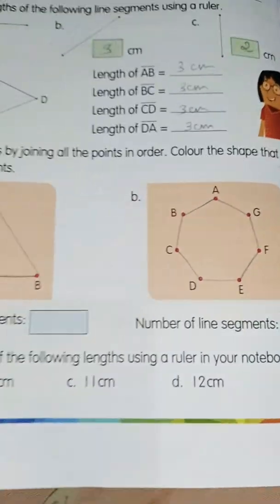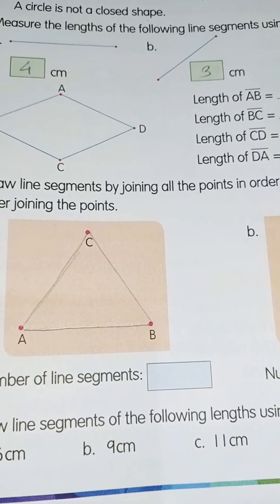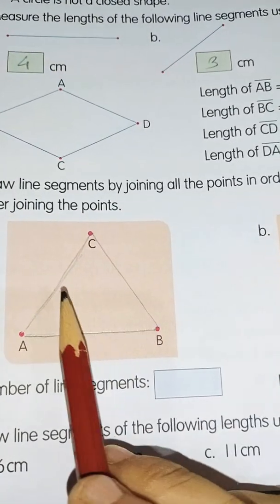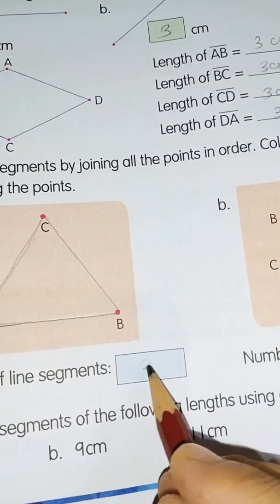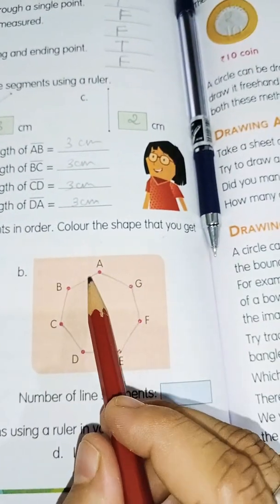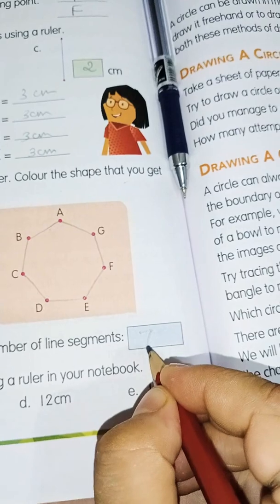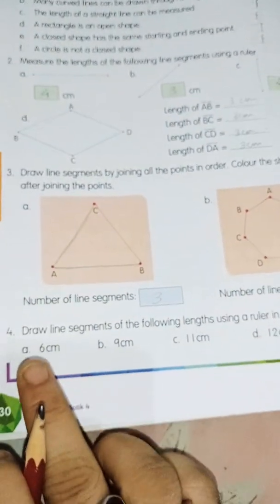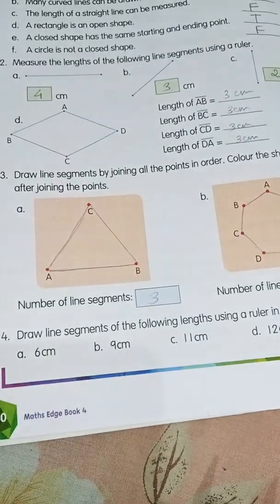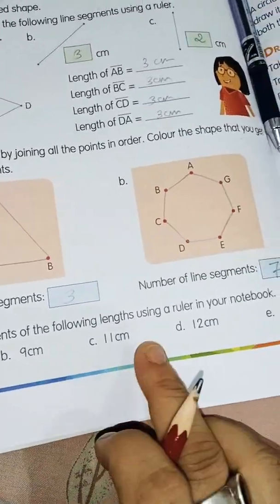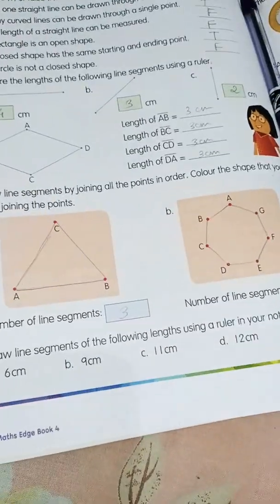Now you have to check how many number of line segments are here. So you can get 1, 2, 3 line segments, and here you have 1, 2, 3, 4, 5, 6, 7 line segments. Okay, so that is how it is done. Lastly, you have to draw line segments of 6 centimeter, 9 centimeter, 11 centimeter, 12 and 14. Let me see if I can do it with one hand or not. I'll try to do.